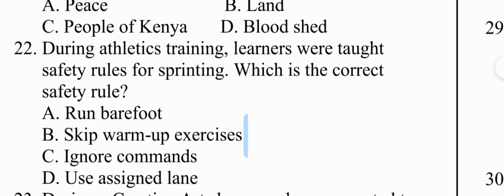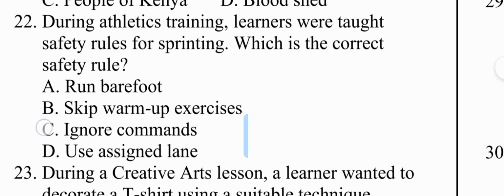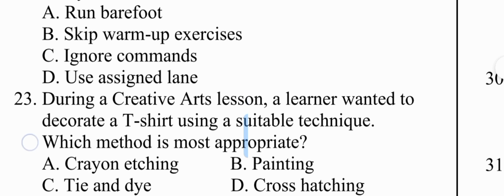Number 22. During athletics training, learners were taught safety rules for sprinting. Which one is the correct safety rule? Run barefoot? No. Skip warm-up exercise? No. Ignore commands? No. Use assigned lane. So the correct answer for number 22 is D. Use assigned lane.